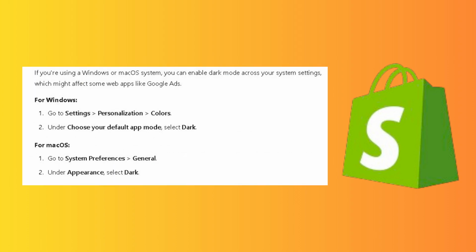First, if you're using Windows, go to Settings, Personalization, then Colors. Under Choose your default app mode, select Dark Mode. Then, all of your websites will be in dark mode. For Mac iOS, go to System Preferences, then click General. Under Appearance, select Dark Mode.